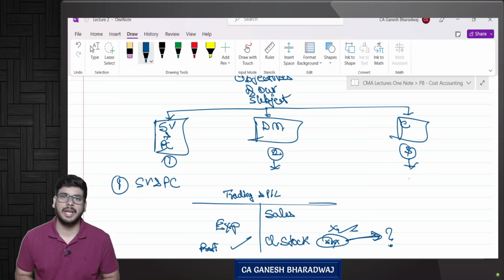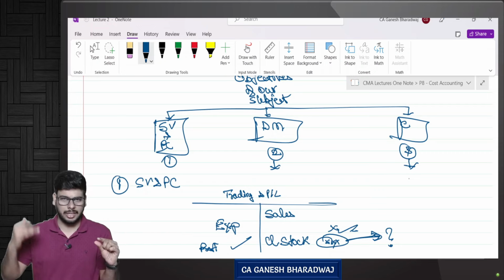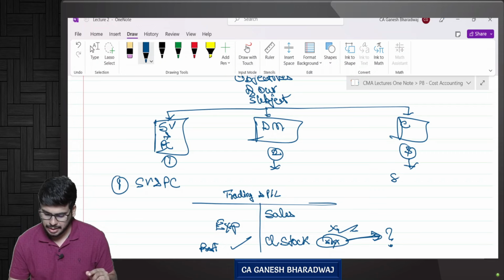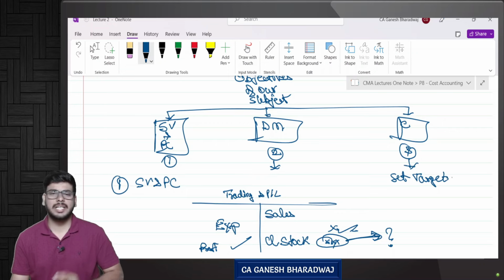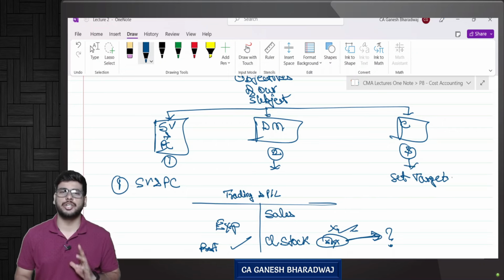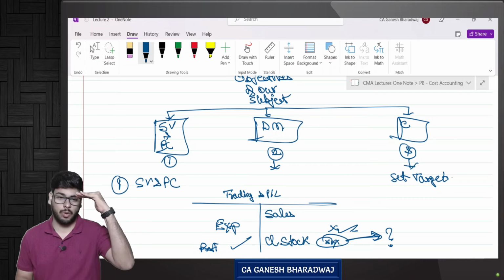Targets will be set for employees. Let's say a company is there, a lot of people are working. They will set some targets. Who will set? The top management. Targets basically is a budget. They will say in this year you should produce so many units, let's say 1000 units, 2000 units. Like this, they will set the targets.